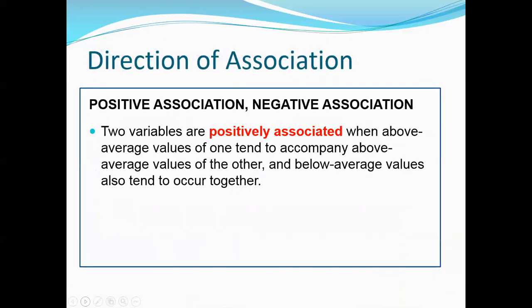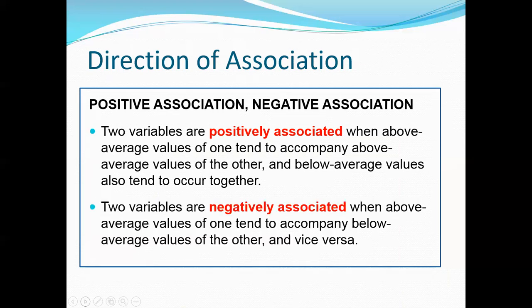The direction of the association is either positive or negative. Two variables are positively associated when above average values of one tend to accompany above average values of the other, and below average values also tend to occur together. Two variables are negatively associated when above average values of one tend to accompany below average values of the other, and vice versa.